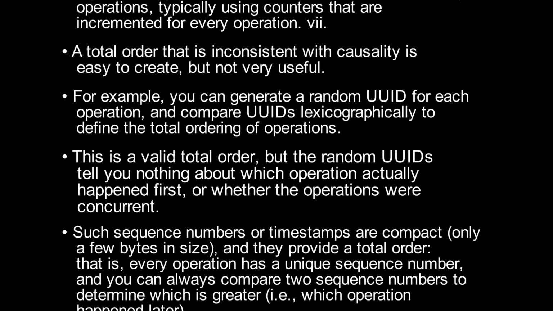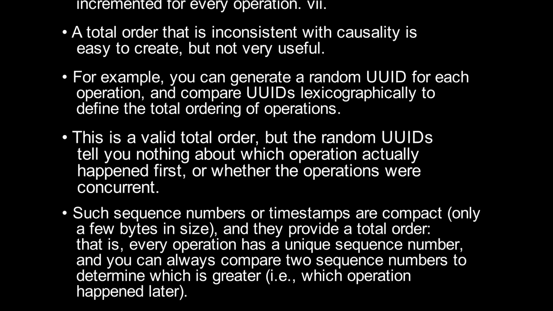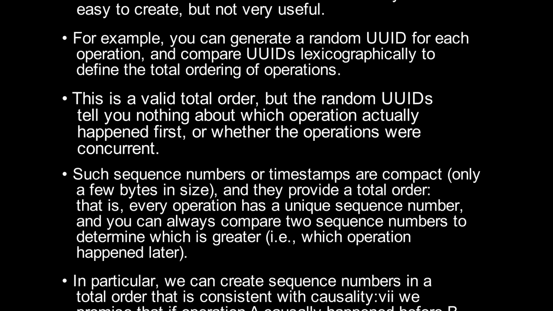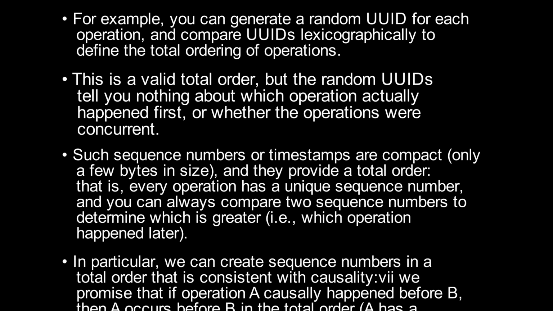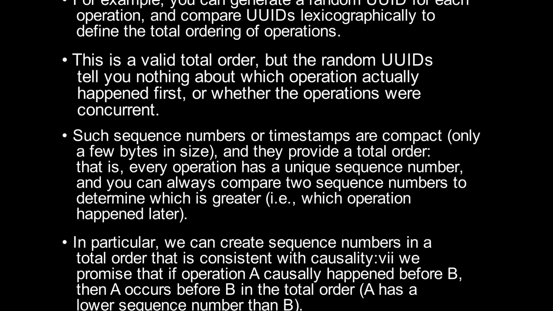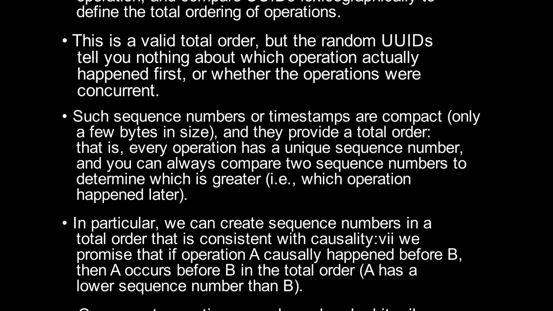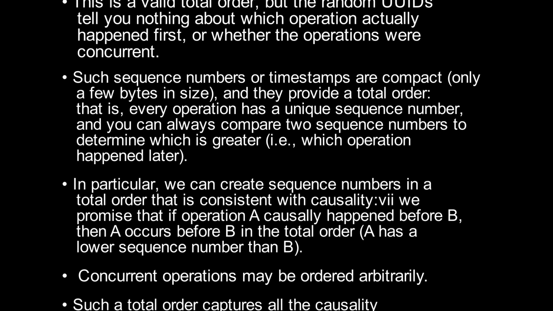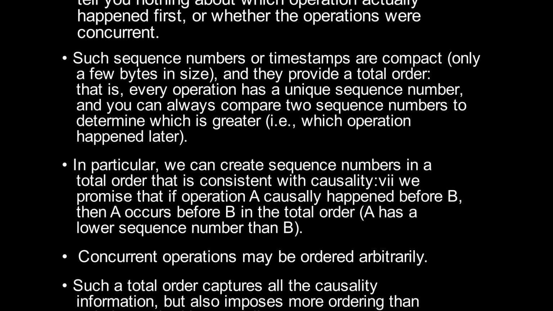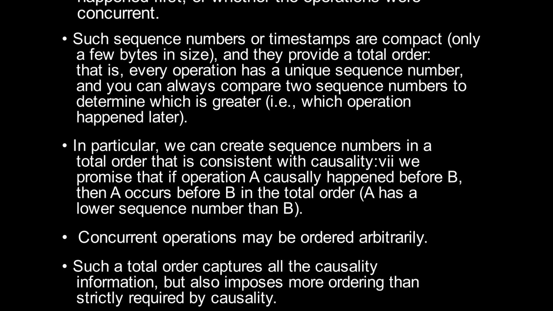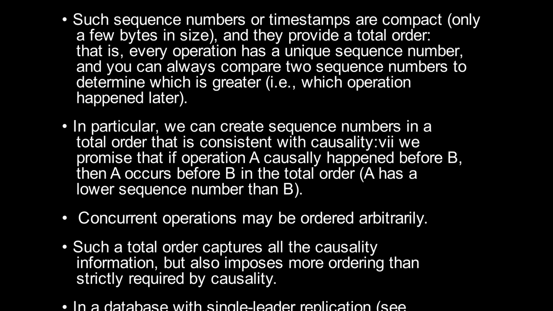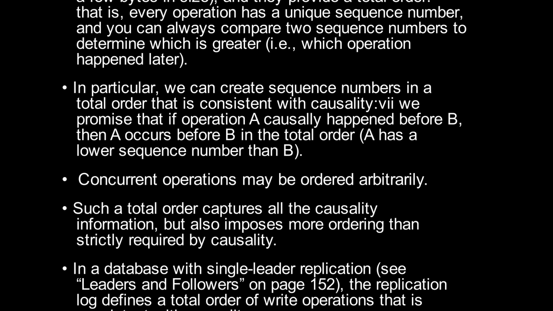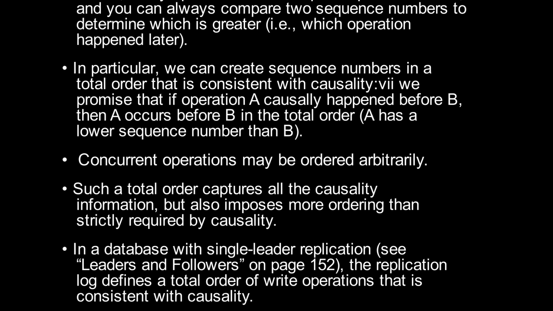Such sequence numbers or timestamps are compact, only a few bytes in size, and they provide a total order, that is, every operation has a unique sequence number, and you can always compare two sequence numbers to determine which is greater, i.e. which operation happened later. In particular, we can create sequence numbers in a total order that is consistent with causality. We promise that if operation A causally happened before B, then A occurs before B in the total order: A has a lower sequence number than B. Concurrent operations may be ordered arbitrarily. Such a total order captures all the causality information, but also imposes more ordering than strictly required by causality.